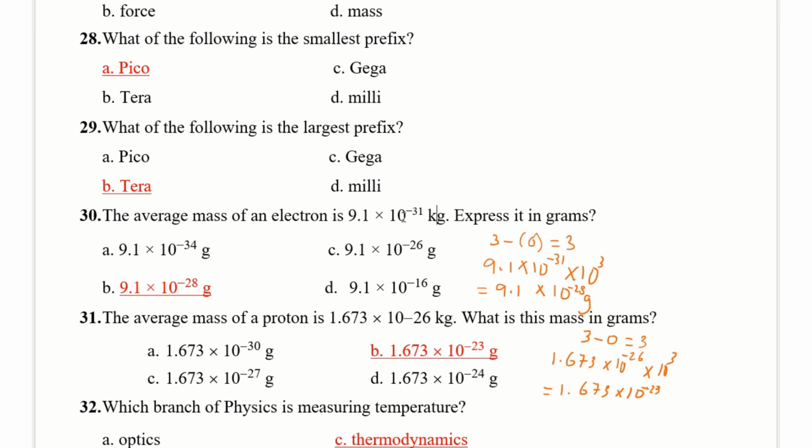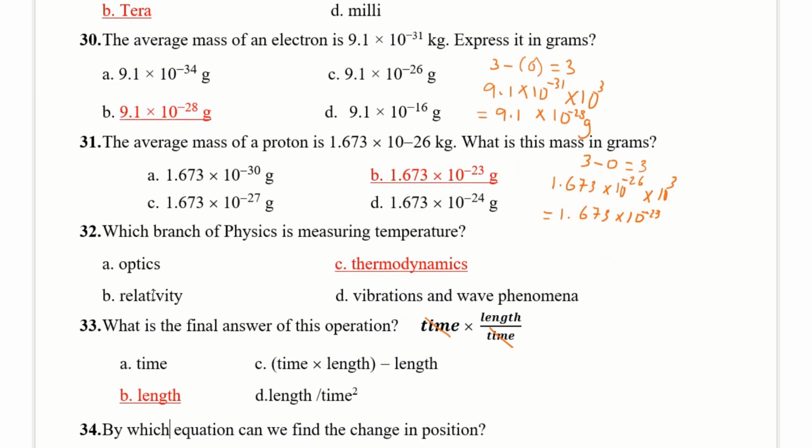So you're going to write the whole number, 9.1 times 10 to the power of negative 31 times 10 to the power of 3. And then you have the same base, and it's multiplication. You have to add the powers. So negative 31 plus 3 will be negative 28. So it is B, 9.1 times 10 to the power of negative 28 gram.